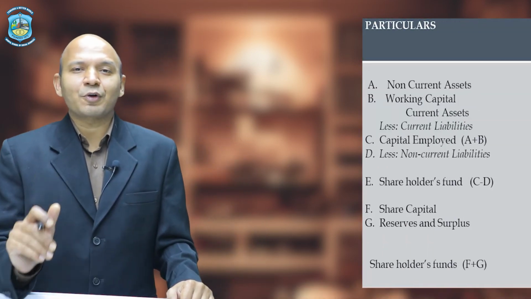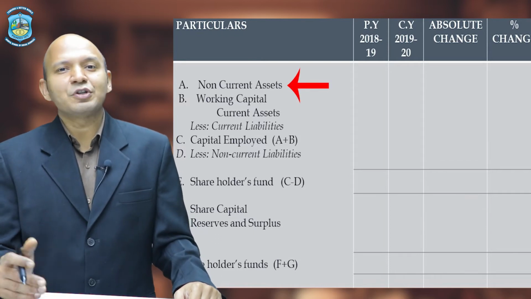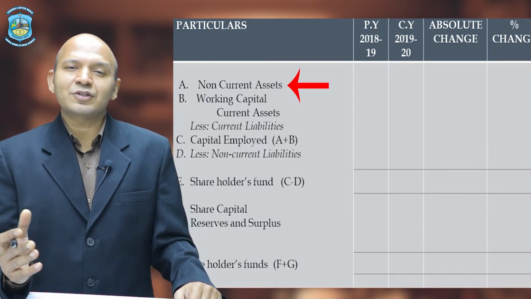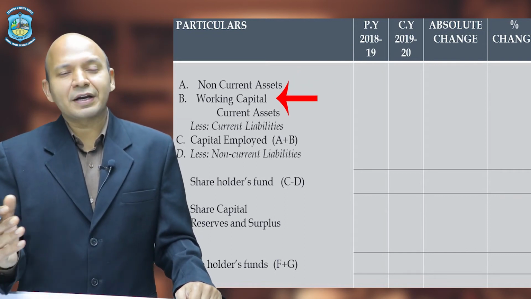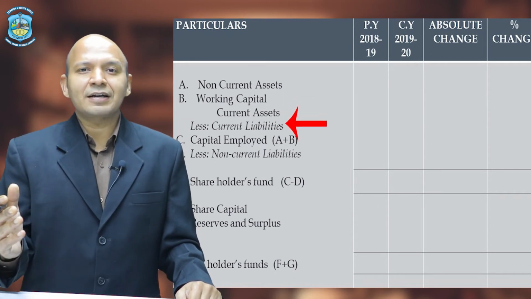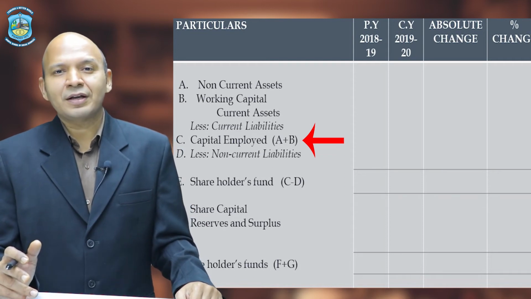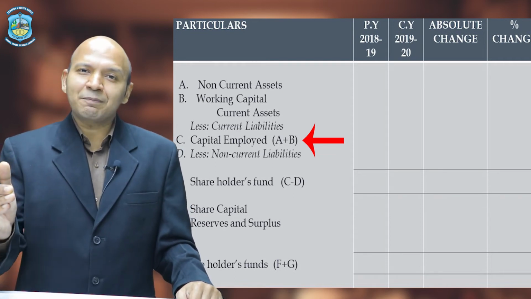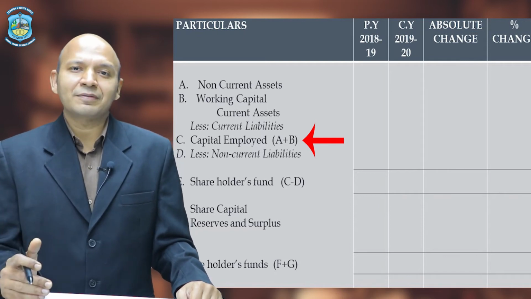Now, I will be explaining the comparative balance sheet on the basis of this format. A point indicates non-current assets, which basically includes tangible as well as intangible assets. B point indicates working capital, that is the difference between current assets and current liabilities. C point indicates capital employed, that is the total of A plus B, that is non-current assets plus working capital.